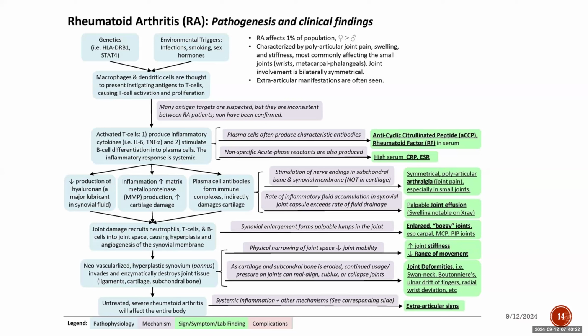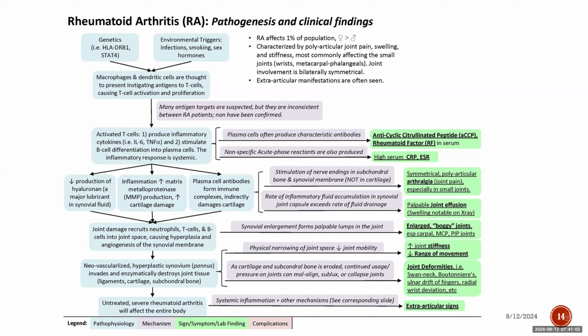So it's actually a genetic and environmental interplay, although we'll say that it's mostly with the HLA-DRB1 or STAT4, and a possible trigger from the environment, be it infection, smoking, sex hormones, and this will elaborate the activation of macrophages and dendritic cells, who are thought to be sensitized when they bind to these antigens, and activation of T cells, T cell proliferation.